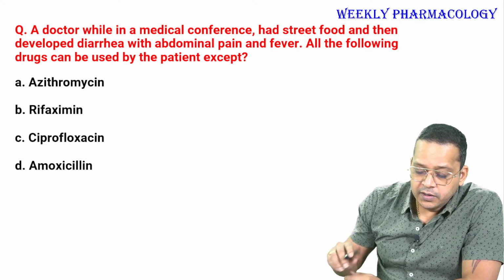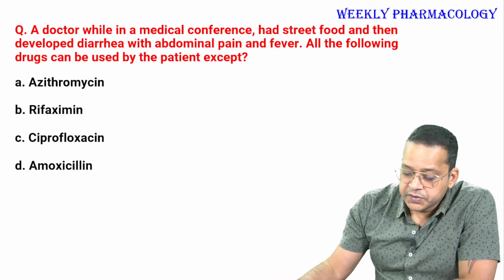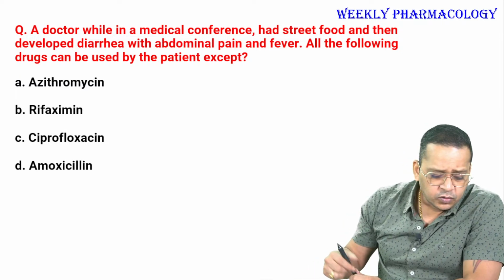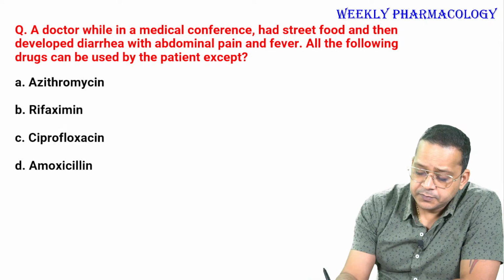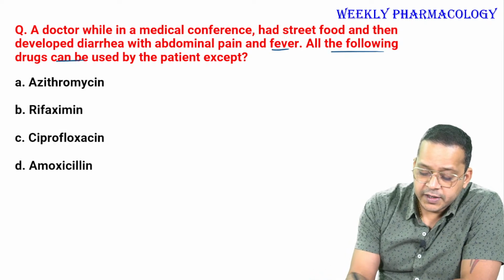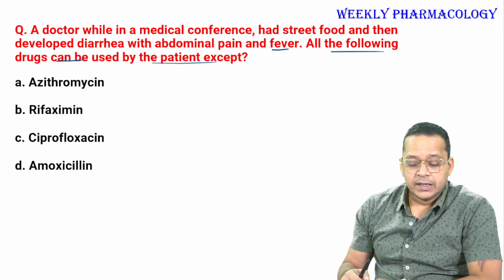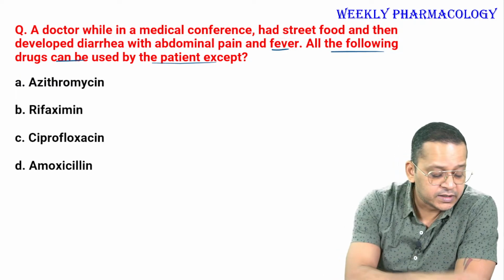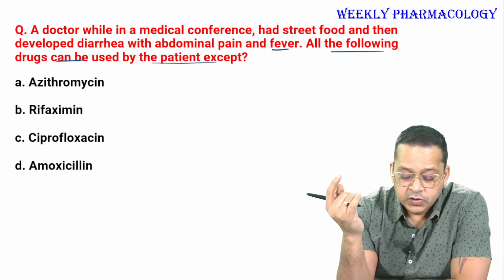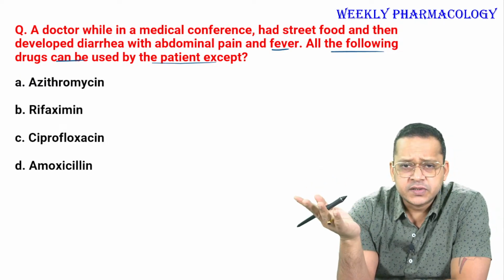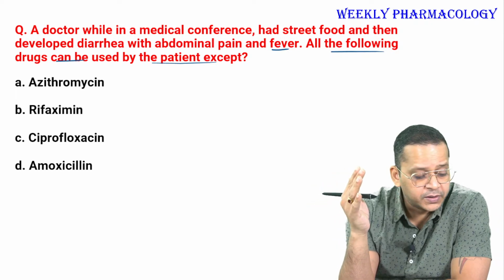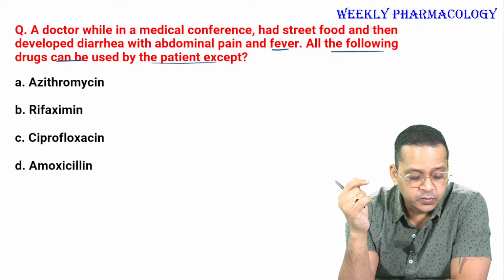A doctor, while in a medical conference, had street food and then developed diarrhea with abdominal pain and fever. All of the following drugs can be used by the patient except: azithromycin, rifaximin, ciprofloxacin, amoxicillin. What is the answer, guys?